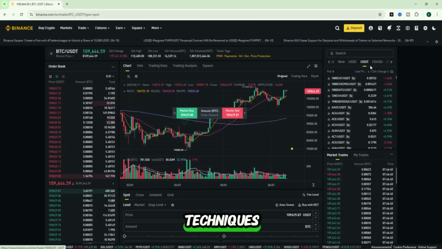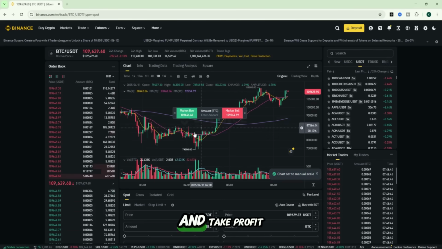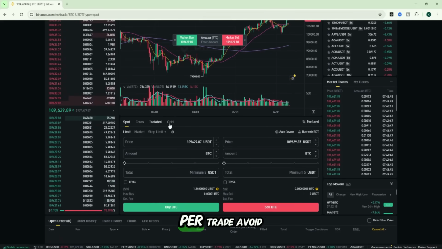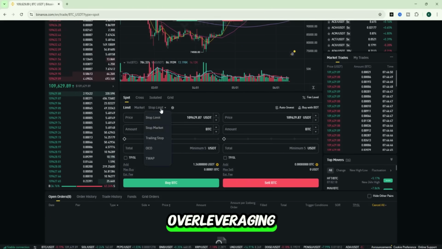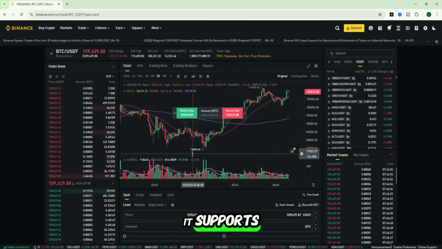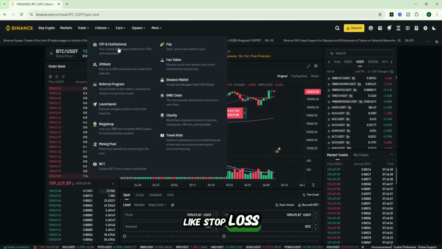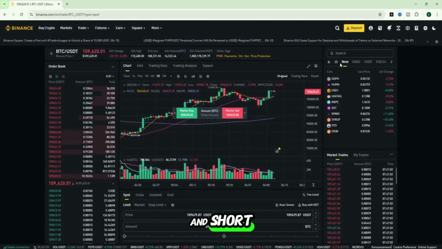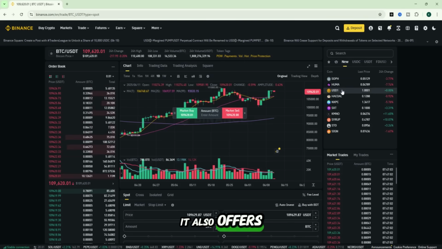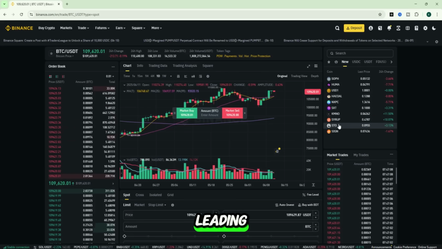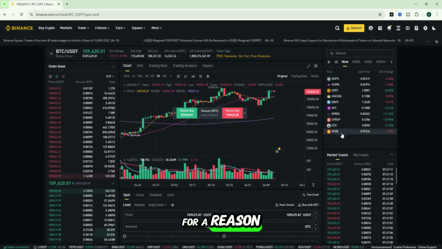Risk management techniques: use stop-loss and take-profit orders. Only risk 1 to 2% of your capital per trade. Avoid over-leveraging. Binance Futures allows you to trade cryptocurrencies with leverage. It supports advanced features like stop-loss and take-profit orders. The platform is perfect for both long and short positions. It also offers deep liquidity and low fees. Binance continues to be a leading name in crypto trading for a reason.